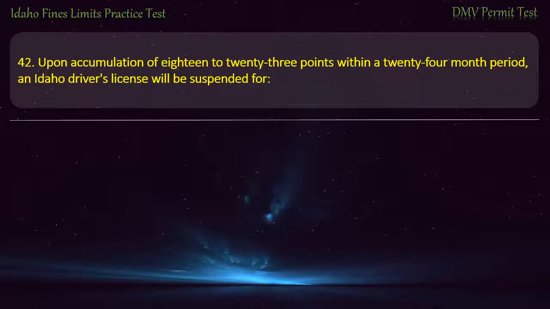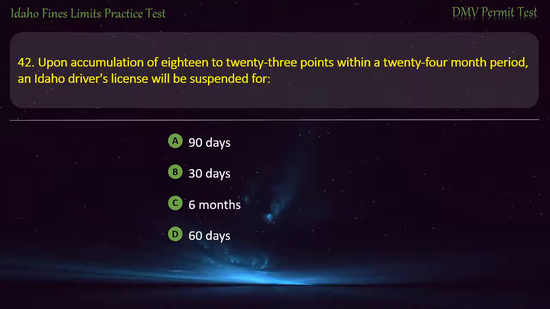Question 42. Upon accumulation of 18 to 23 points within a 24-month period, an Idaho driver's license will be suspended for 90 days, 30 days, 6 months, 60 days. Answer: 90 days.